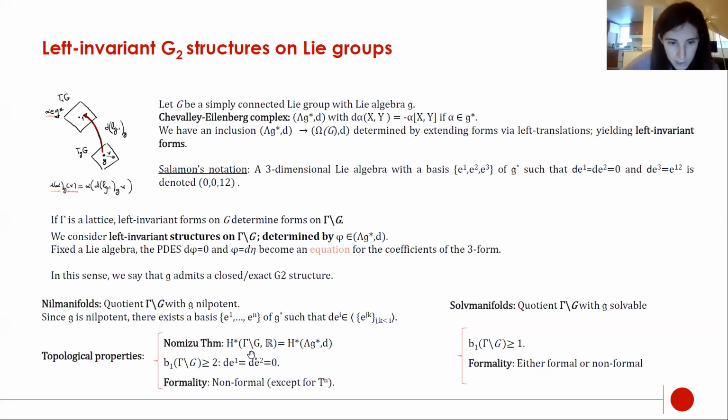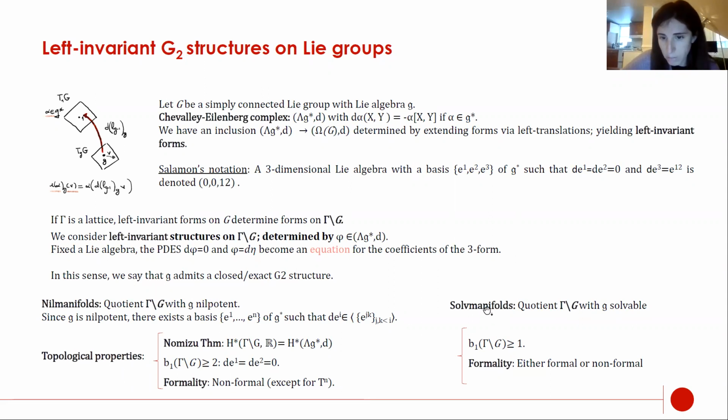Nomizu's theorem says that one can compute the cohomology of the nil manifold with real coefficients by computing the cohomology of the Chevalley-Eilenberg complex. In addition, they have first Betti number greater or equal than 2 because of the nilpotency condition, because you see that the differential of e1 and e2 should be 0. And the last one is that all of them are non-formal, except for the case that they are associated to the abelian Lie group, so they are a torus.